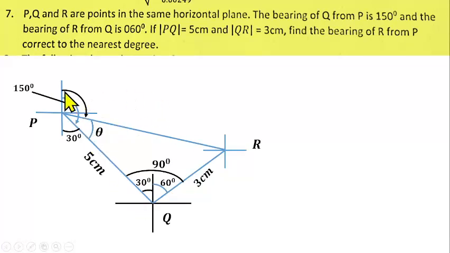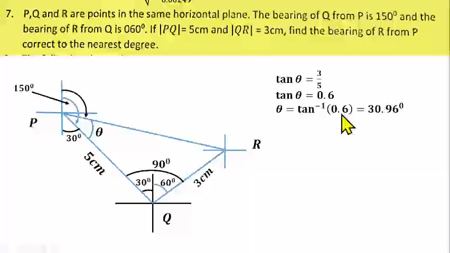So don't forget we are looking for the bearing of R from P, which is the angle from here to here. So let's find our theta. If you find our theta from there, you'll be able to get the bearing. So now can we find theta? Theta, this is opposite. We know this side and we know this side. Opposite over adjacent, because this side is the hypotenuse because it's facing the right angle. So this is opposite of the angle over adjacent. So that should be tan theta equals 3 over 5. So tan theta equals 0.6. Theta will be equal to tan inverse of 0.6. That gives us 30.96 degrees. So the value of this theta here is 30.96 degrees.